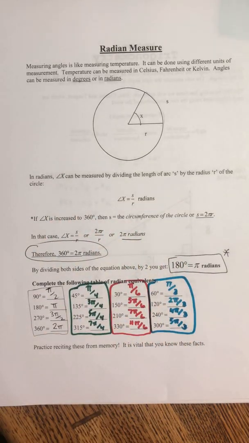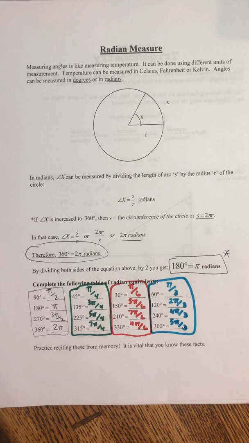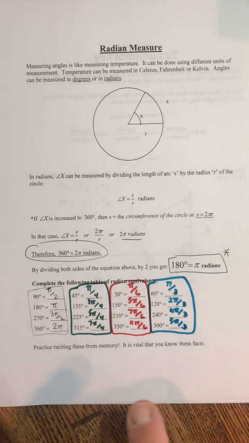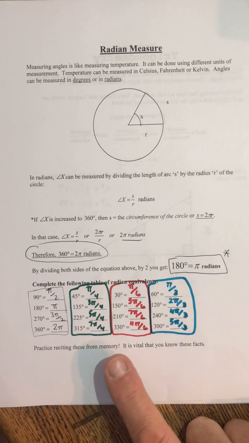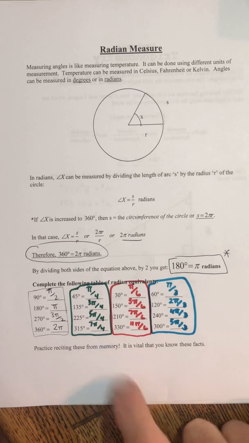So the first assessment is going to be just dealing with SOH-CAH-TOA relationships and radian measure and knowing these. And I want you to try to memorize these, okay? And that will be our first lesson right there.